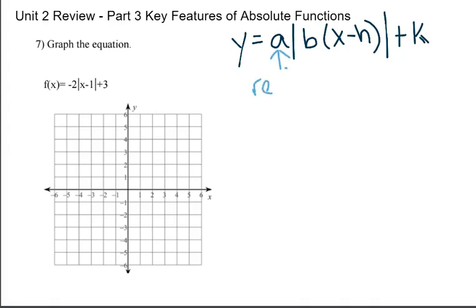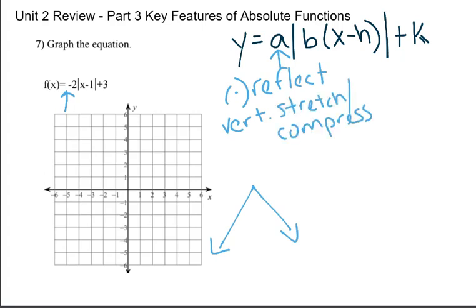A reflects the graph anytime this number in front of the A is negative. So we can notice right here in this problem, see how that's negative in front of there? That means we already know that it's going to be a V that's going to be pointing down. So knowing these things really helps us predict how the equation is going to look, how the graph is going to look. The other thing that A does is it can vertically stretch or compress, which means that it's going to get skinnier if it's stretching or wider if it's compressing.